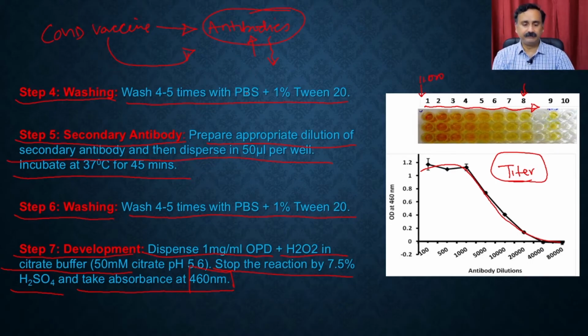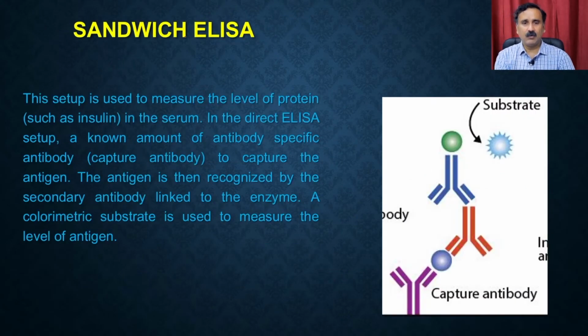Now apart from that, you can also measure direct proteins. How can you measure proteins? This setup is used to measure the level of a protein such as insulin. You know that the level of insulin is important to measure, especially if you suspect a person to be suffering from diabetes. In that case you want to see whether insulin production is happening in the body or not, right. So for that you can measure the insulin.